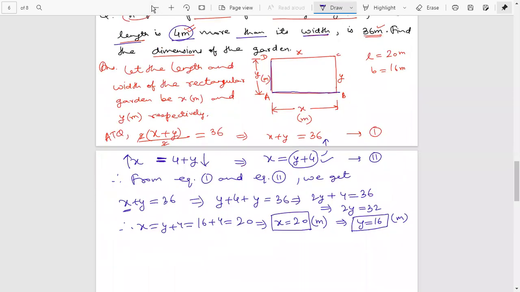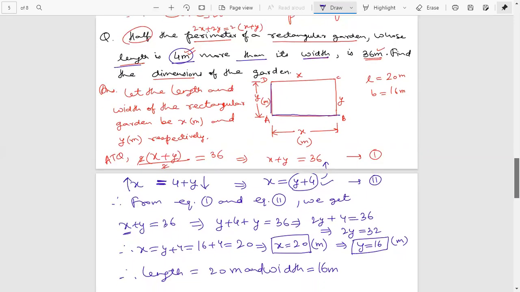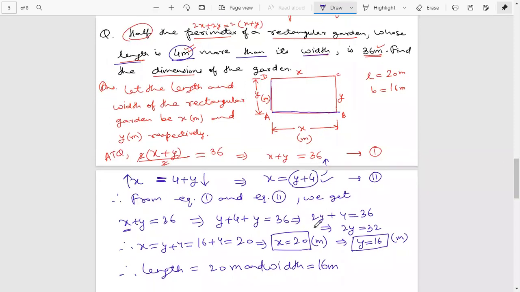So the final concluding line you can read: hence length, x equal to 20 meter, comma, width equal to 16 meter. This is, we can say, the final answer. Understood everyone? Any question?